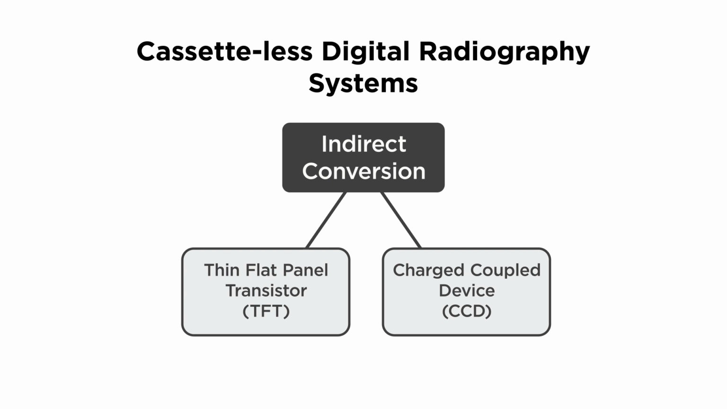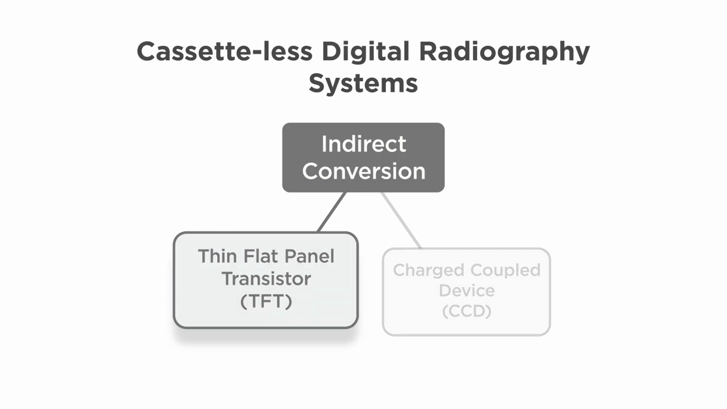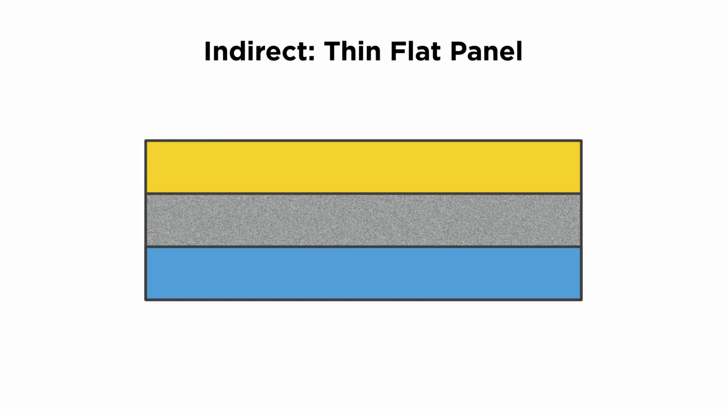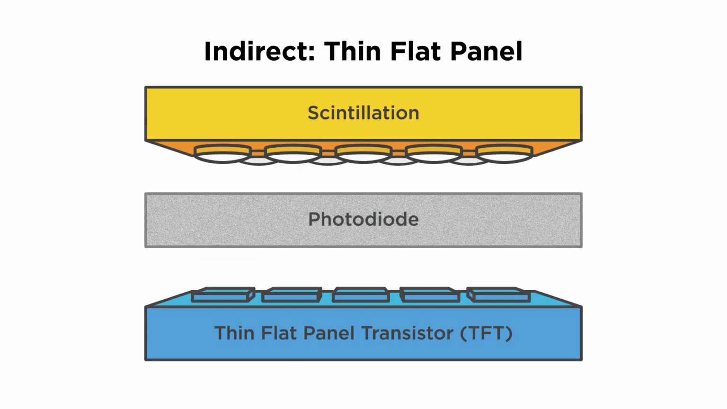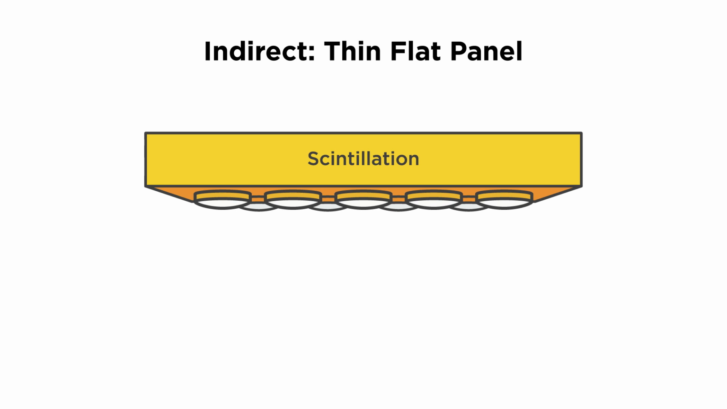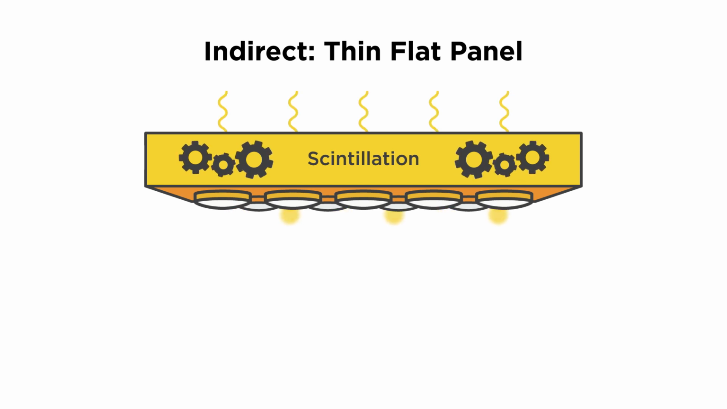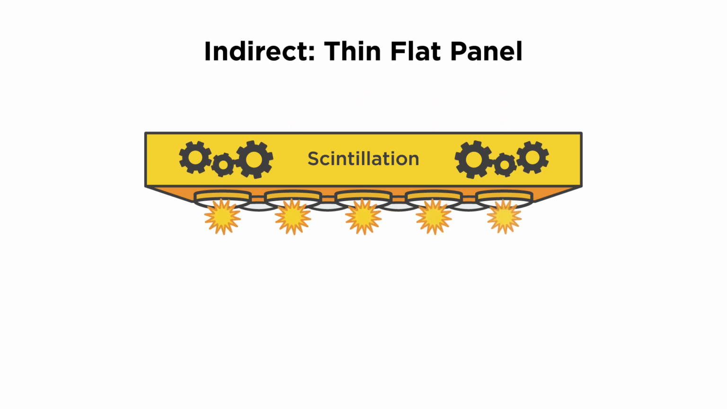called CCDs. Indirect TFT systems are composed of three main layers: the top scintillation layer, a middle photodiode layer, and the bottom TFT array. The top scintillation layer or light layer is where the incoming incident X-ray photons are converted into light photons. A scintillation is nothing more than a burst of light, which is why this layer is called the scintillation layer. Each photon that strikes the scintillation layer creates a small burst of light energy.